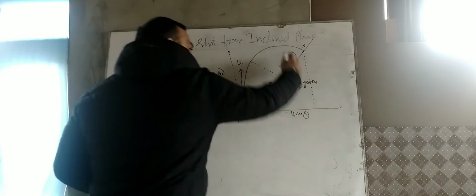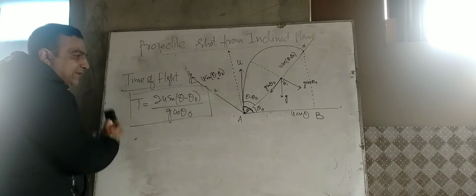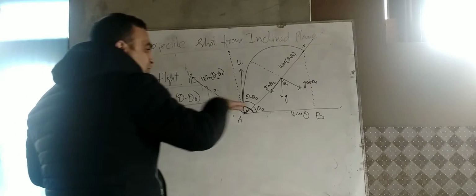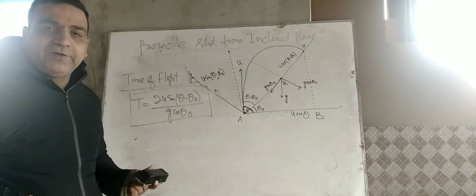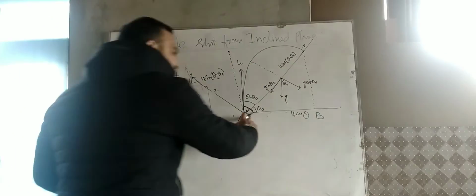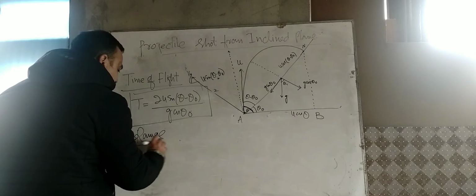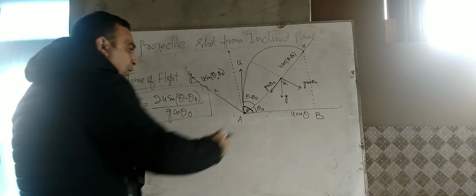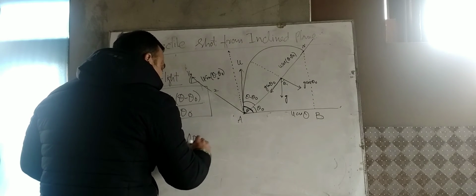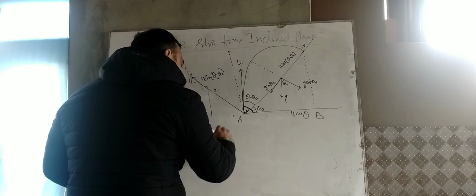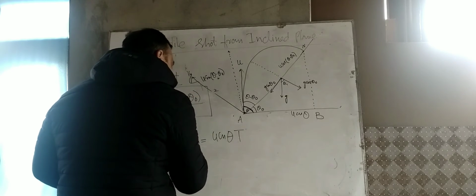Now this is A and suppose this is B. Now all of you know that the horizontal component u cos theta remains constant during the course of its motion. So what will be this distance? I want to calculate the range basically. I want to write down what is this distance. This distance AB must be the constant velocity u cos theta times time of flight.